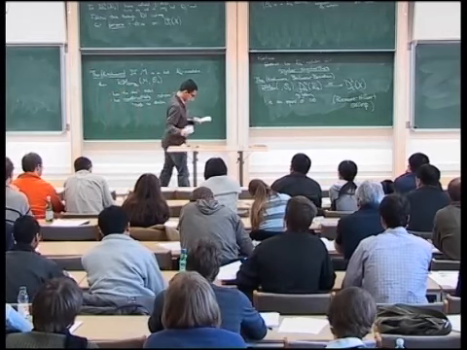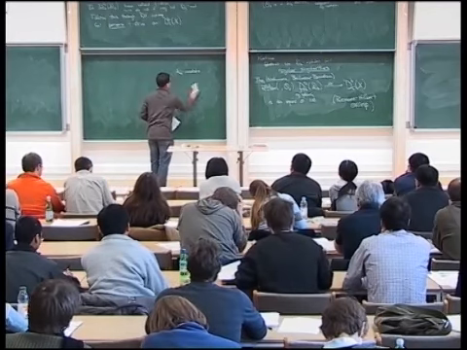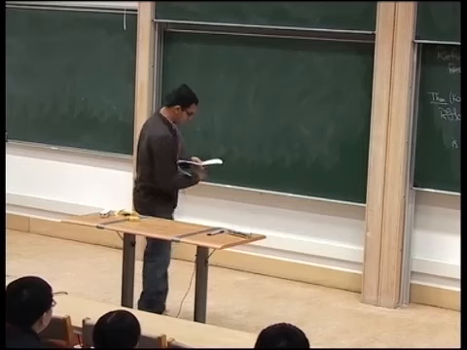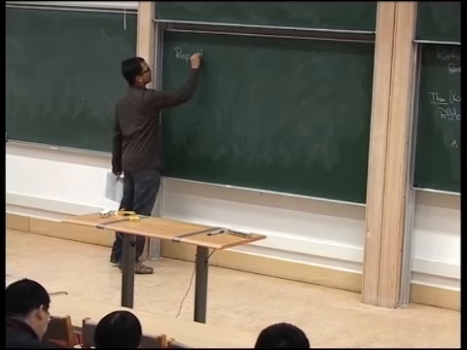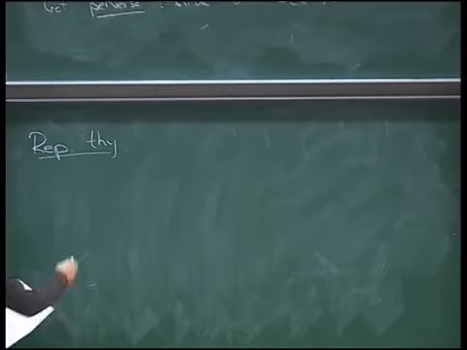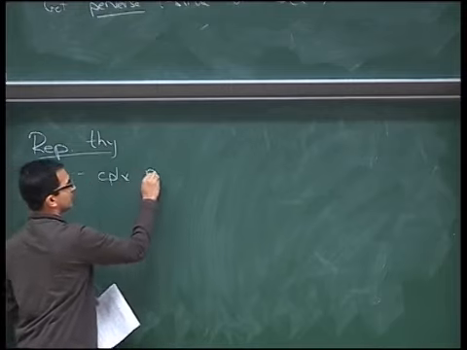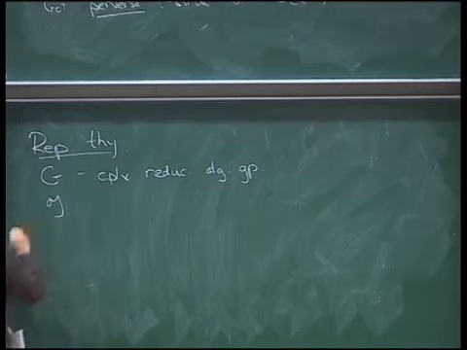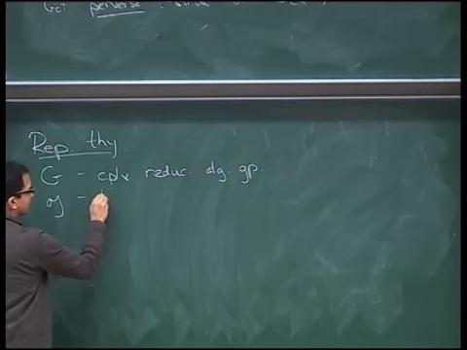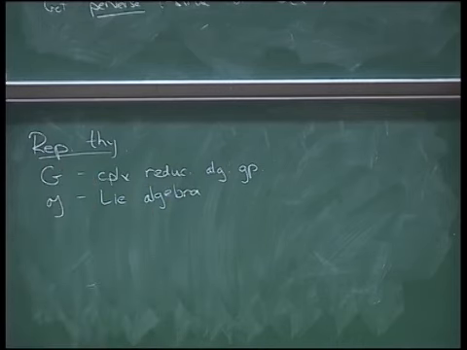Okay, so now let me sort of switch gears and try and connect this to some representation theory. So here the setting is going to be that G is a complex reductive algebraic group. This is its Lie algebra. Well, I want to talk about representations of the Lie algebra.